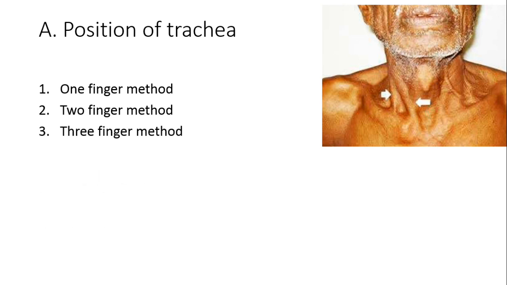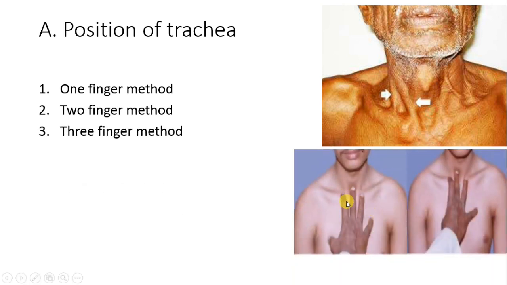Another is the three-finger method. In the three-finger method, the index finger and ring finger are put on the sternoclavicular joints, and with the middle finger, the trachea is traced this way. If the trachea is deviated to any side, then the distance between these two fingers is reduced on that side, as we see in here. Here your trachea is centrally placed, so the distance between these two fingers and these two fingers is equal, while the trachea is deviated to this side, so the distance between these two fingers is reduced.